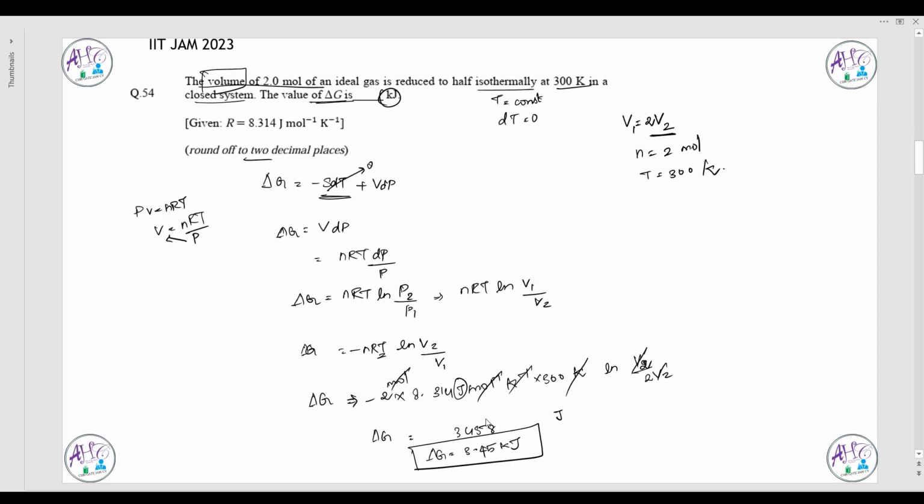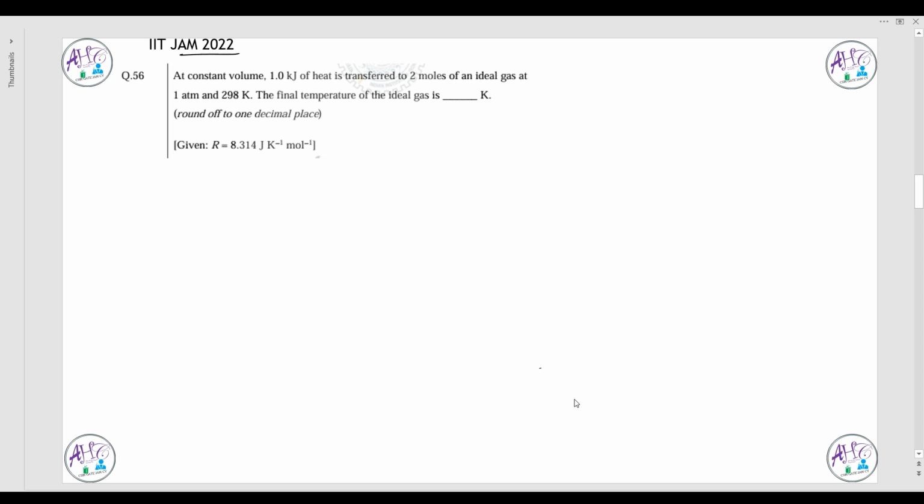Okay, next question. This is from JAM 2022. Here they have asked: at constant volume, 1 kilojoule of heat is transferred to 2 moles of ideal gas. They are asking what the final temperature will be. Since heat transfer happens, the temperature changes, and they ask what the changed temperature is.